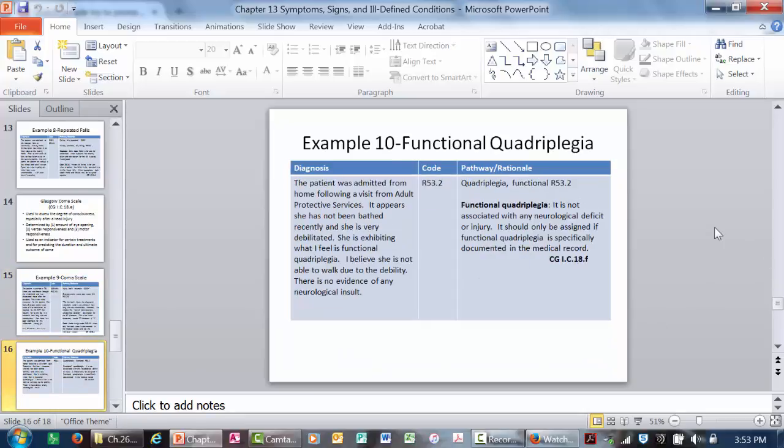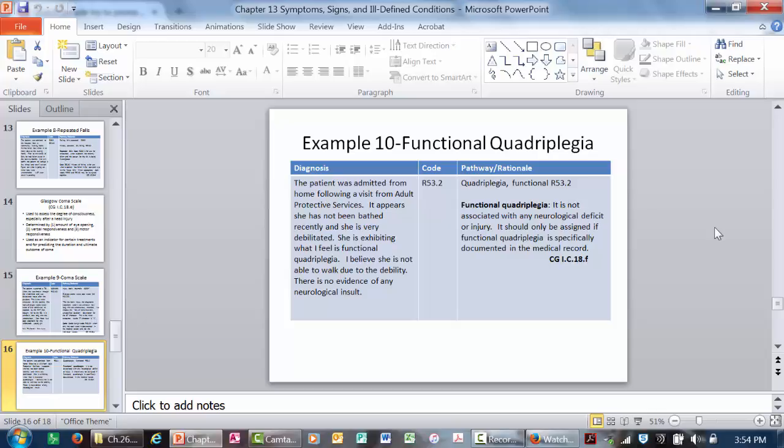Here we have a code for functional quadriplegia, and this distinction is made because if it were quadriplegia following a stroke or some kind of cerebrovascular insult, you could get a G code or an I code. But in this case, there's no other reason for this person's inability to move except for how debilitated she is.